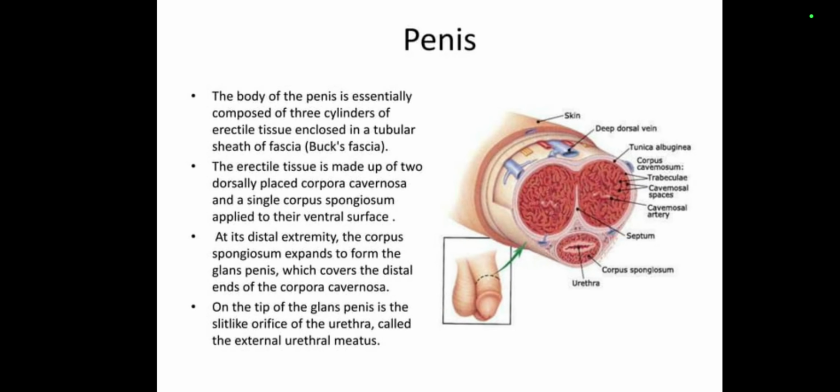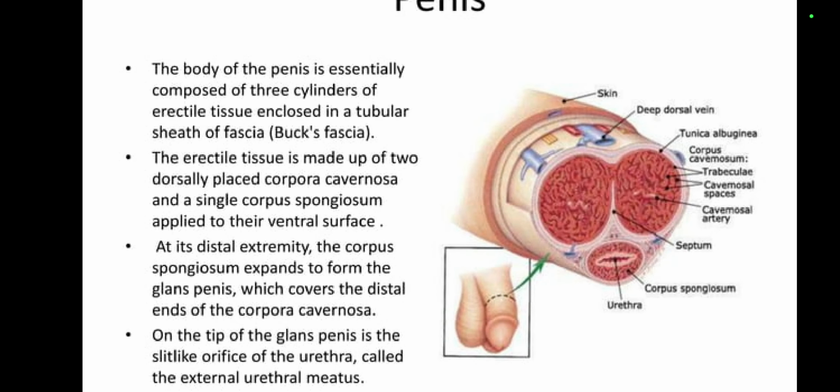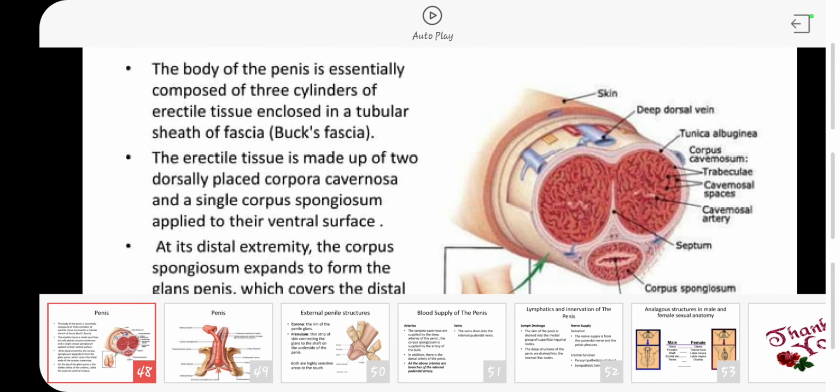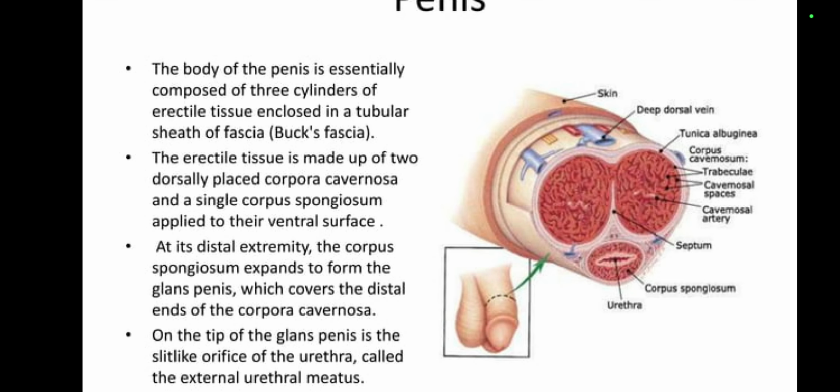Then, okay? So here it basically describes what it is composed of: three cylinders. These are the structural form of the penis.